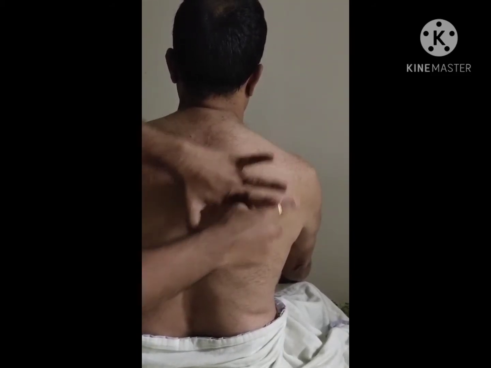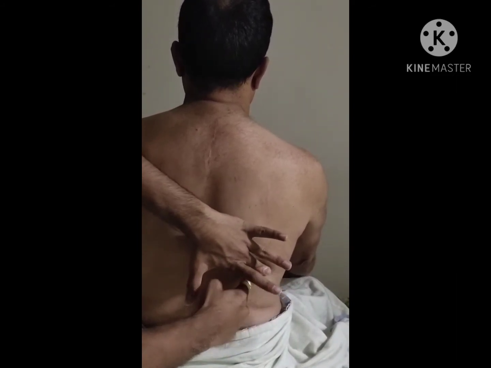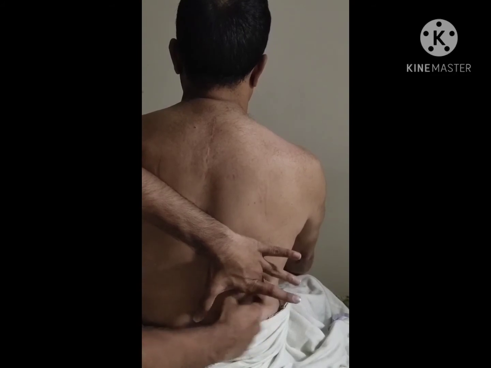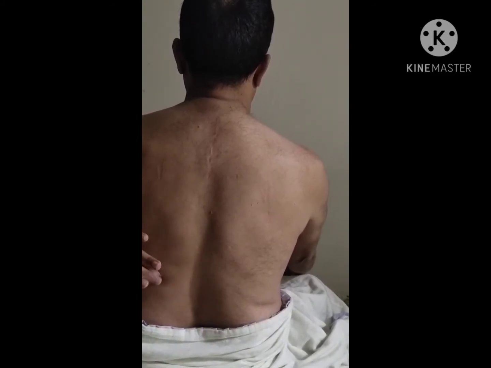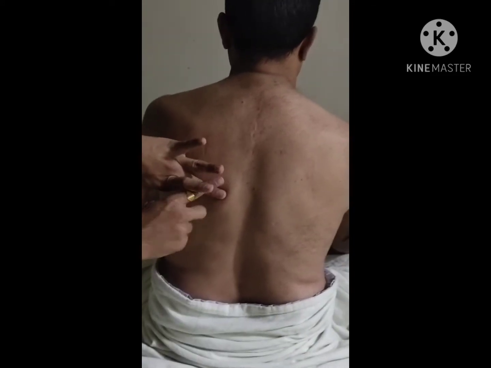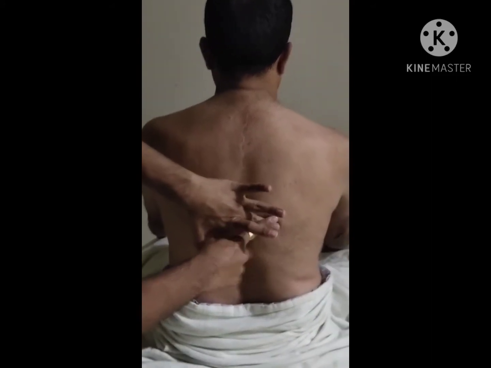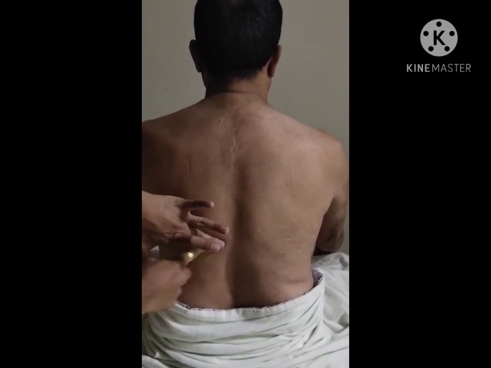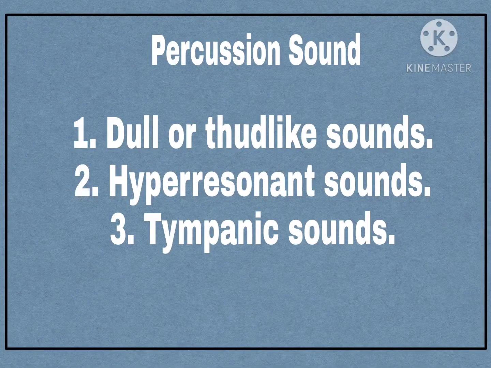We can hear three types of sound. The first one is a dull or thud-like sound, which is normally heard over a dense area such as the heart or liver. The second one is the hyperresonant sound, which is louder and lower pitched than resonant sound, normally heard when percussing the chest of children and very thin adults. The third one is a tympanic sound, a hollow, high drum-like sound. Tympanic is normally heard over the stomach, but it is not a normal chest sound.